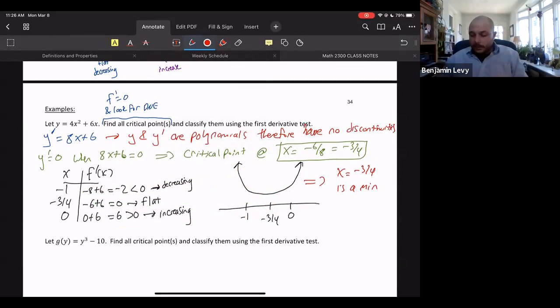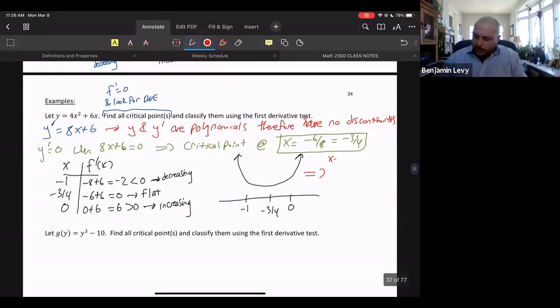Oh, yes. Let me actually clarify. Is this a global min or a local min? Let me actually rewrite the whole thing. Thoughts about that? Global or local min? Global. It's a global min. There's only one, right? If we found a bunch of them, we'd have to think about which is the smallest. There's only one, so it's got to be the smallest. And so that's a takeaway.